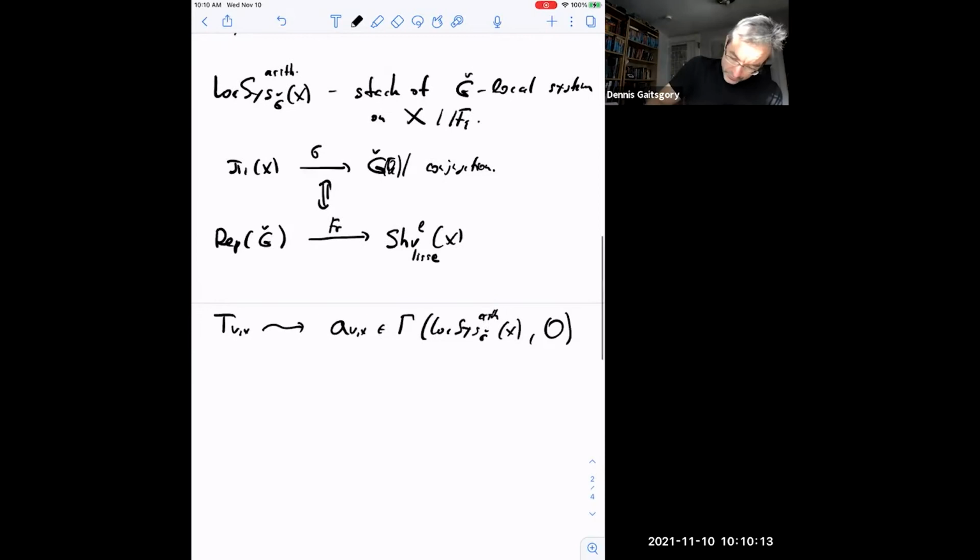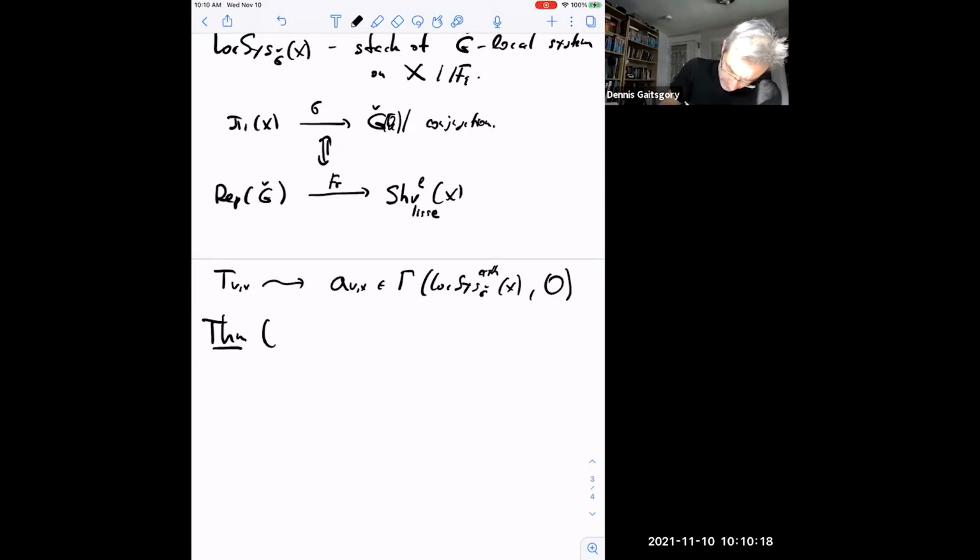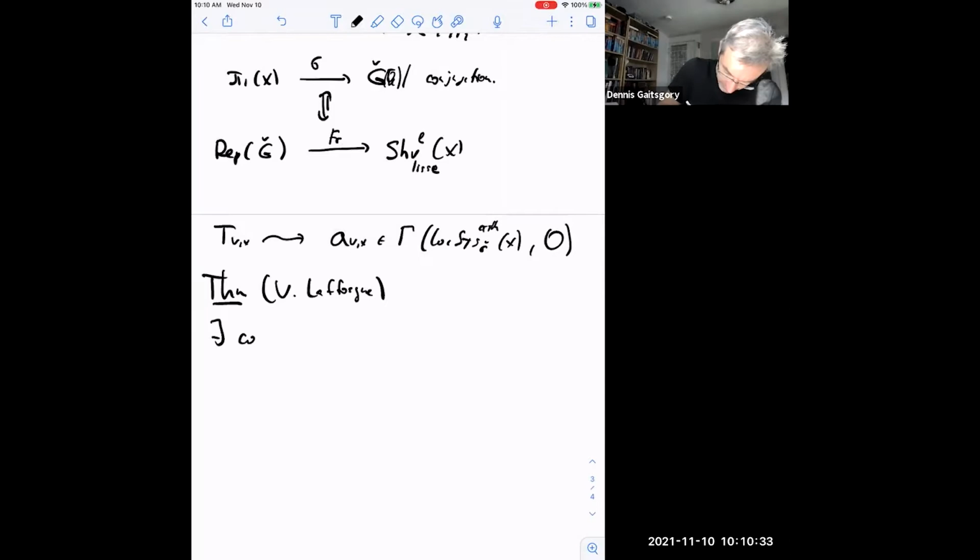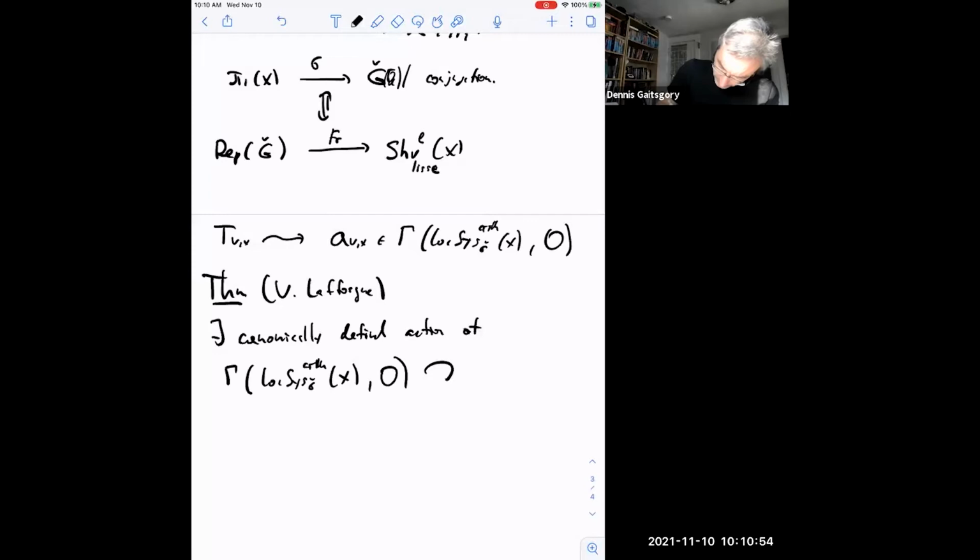The theorem of Lafforgue says, and it's a really deep theorem, that these actions of the Hecke operators indeed assemble to an action of this entire algebra. So there exists a canonically defined action of this algebra of global functions on the stack of arithmetic local systems, on the space of compactly supported functions, so that the elements A_V^x act as the Hecke operators T_V^x.